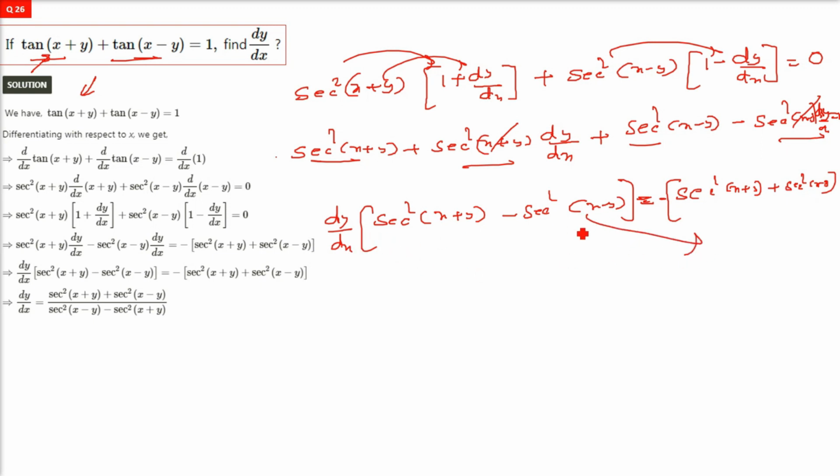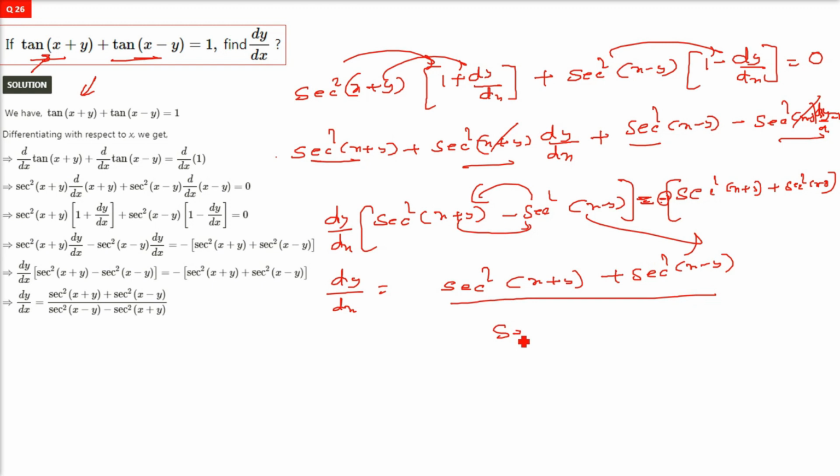And dy by dx is simply a division. Since we have a negative here, we can swap these terms on the left hand side. That is, in order to remove this negative, if you multiply both sides by negative, what will happen? The negative on the right side will go, but the terms will swap, negative positive on the left hand side. That we are bringing into the denominator. So it will be sec square (x minus y) first, minus sec square (x plus y). Okay, so this is going to be your final answer.